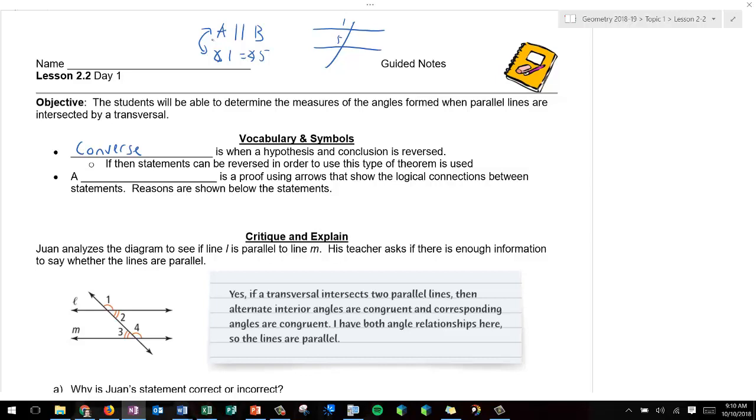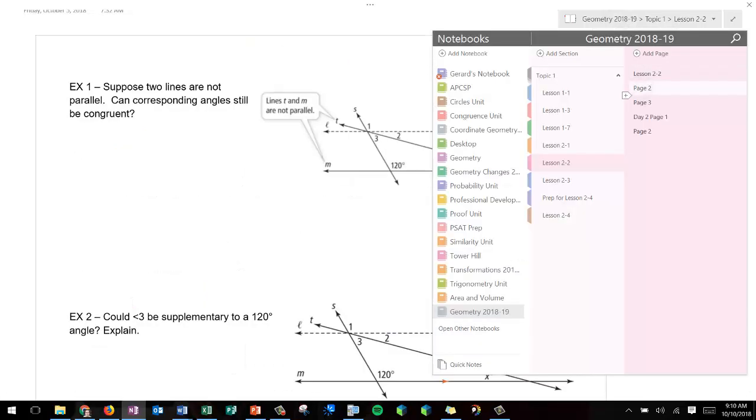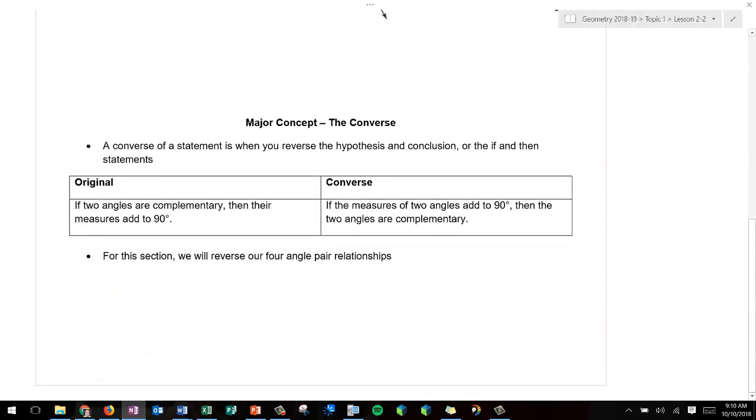The second vocabulary that's big for this section is the idea of a flow proof. They're not my favorite proofs to do, but they are kind of neat because they're just a little bit less structured and a little bit easier to work with. So we're going to take a look real quick at this idea that the converse is when you reverse hypothesis and conclusion. Here's an example I wanted to point out, and then we're going to look at one proof and be ready to go with the rest of these converses when we get into class tomorrow.